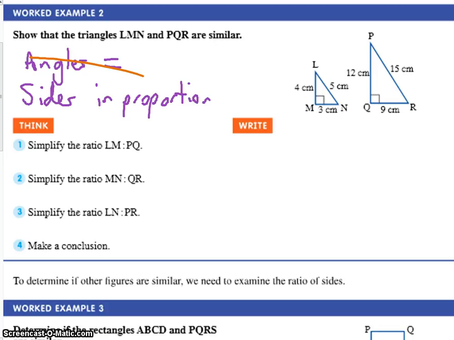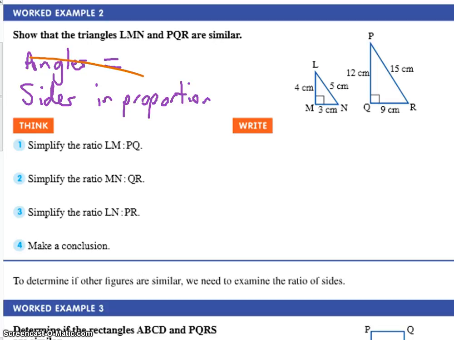So what we do is we have to use corresponding sides. This is the important part. Remember in the last example, it was corresponding angles are equal. In this one, we're doing sides are in proportion. And once again, it has to be corresponding sides. The way we can tell that they're corresponding is looking at the right angle. That gives us a bit of an idea as to which one is which. We'll start with the most obvious one.